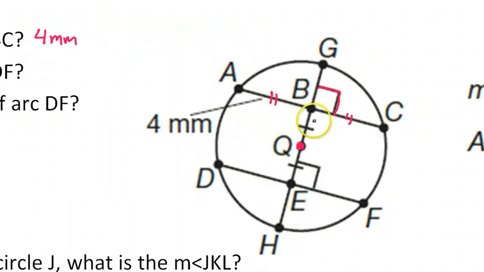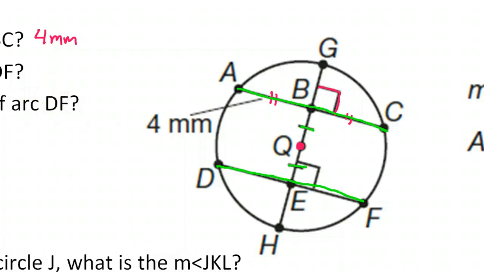Alright, there's another theorem that says if you have a chord that is the same distance away from the center as another chord, it must be congruent. So you see these markings right here. That means that these two chords are equally distant, or equidistant, from the center. And since these two chords are equidistant from the center, they must be congruent.